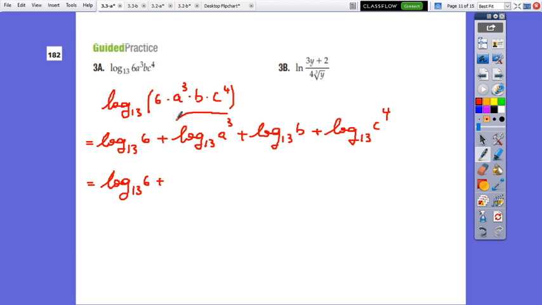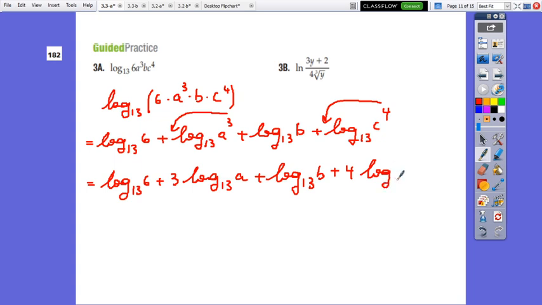The exponent always goes outside the log, so it will be 3 log base 13 of a. Here b has exponent 1, so we keep it as it is. The exponent goes outside the log, so 4 log base 13 of c.